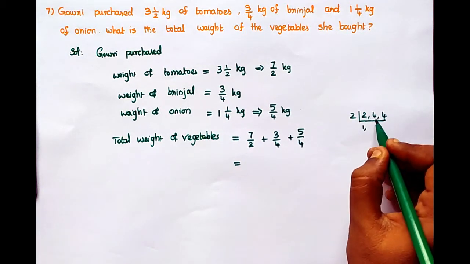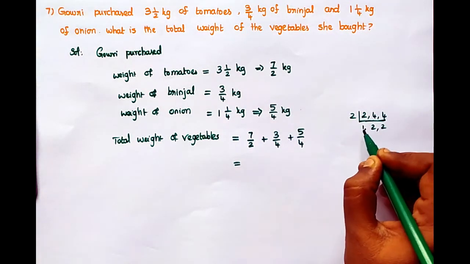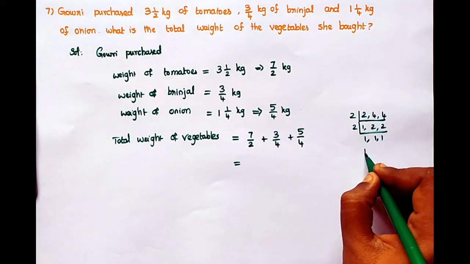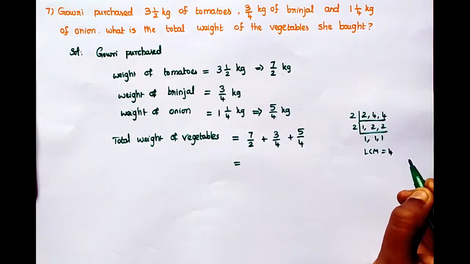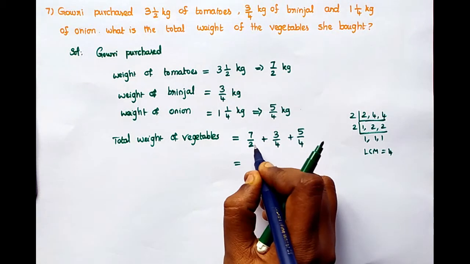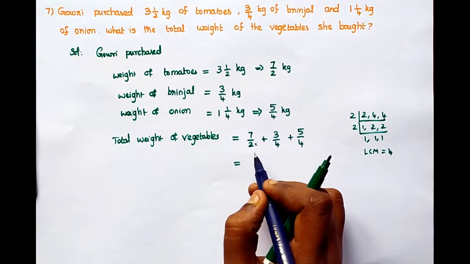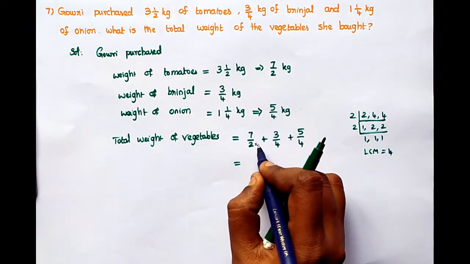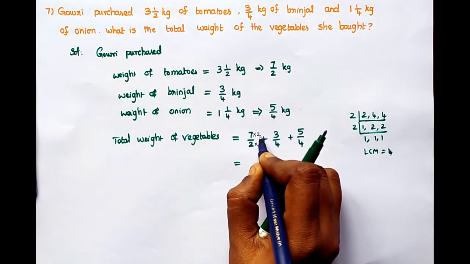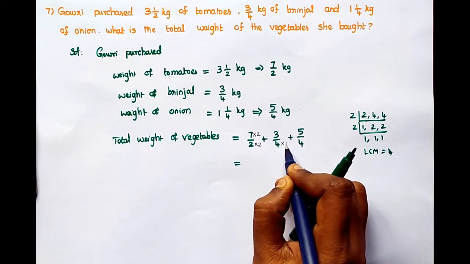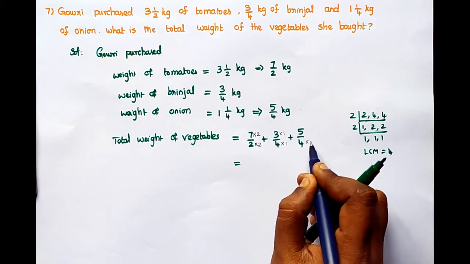2 1s are 2, 2 2s are 4, again second table. So LCM equal to 4. Now what number do we have to multiply with 2 to get LCM 4? That is 2. The same number we have to multiply with the numerator also. Here 1, here 1, because already 4 is there.